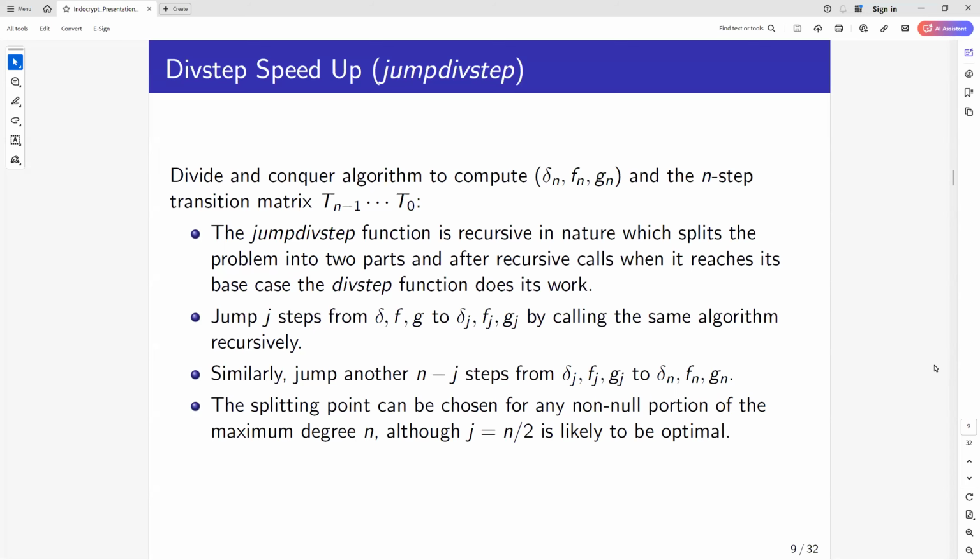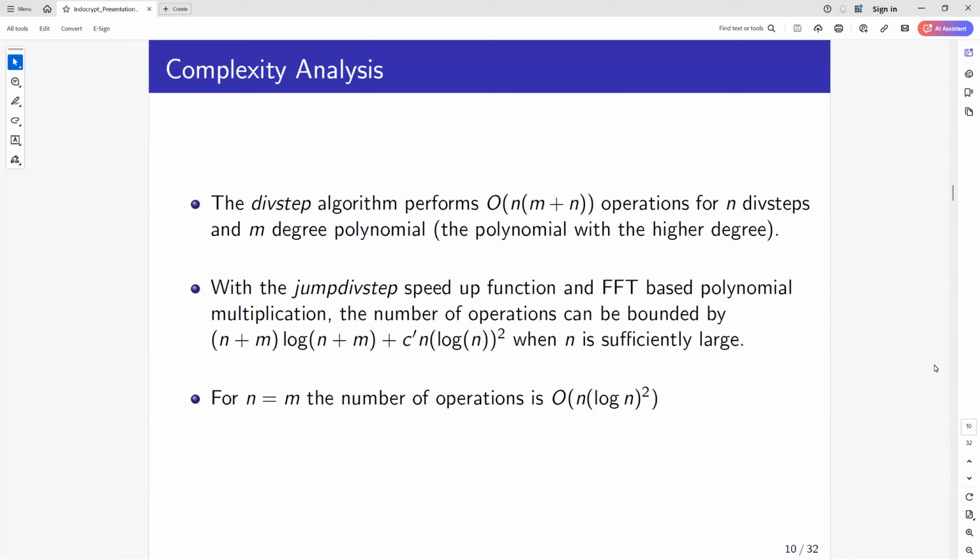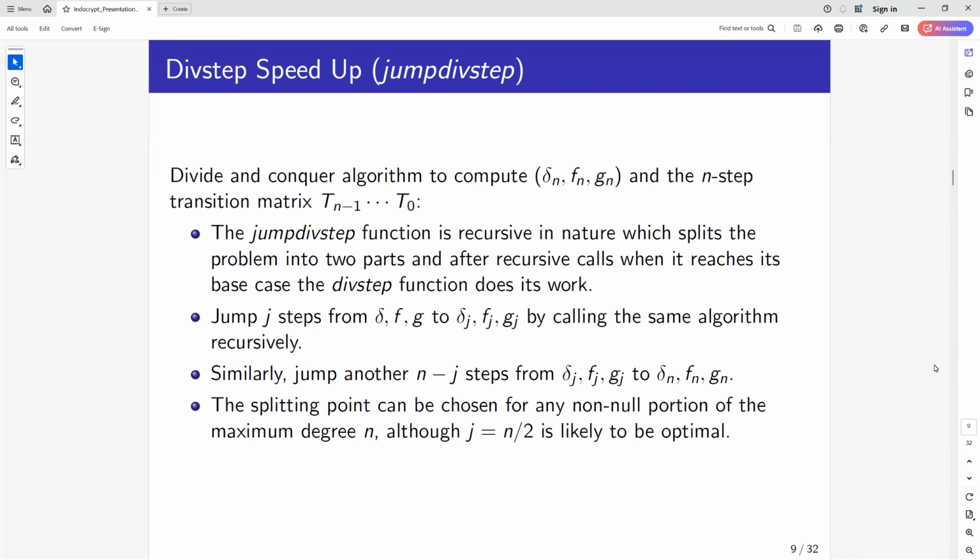And for the optimal choice, j is n over 2. According to Bernstein and Yang, j equals n by 2 is the optimal choice. But it's not proved, it's their observation.